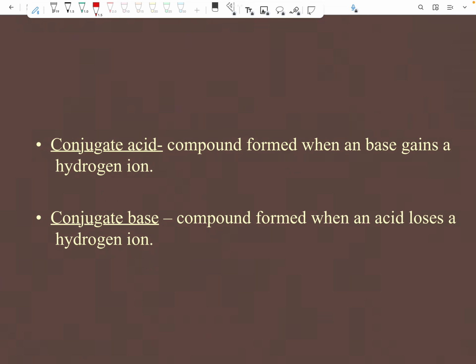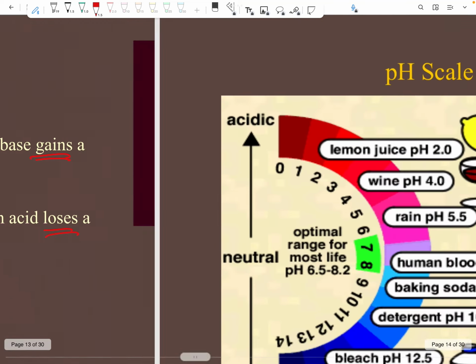All right, another term you're going to need to know. A conjugate acid is a compound formed when a base gains a hydrogen ion. Okay, it's not the acid, it's called a conjugate. A conjugate base is a compound formed when an acid loses a hydrogen ion. Okay, so that may be a little tricky for you. Conjugate acid means a compound that is formed when a base gains a hydrogen ion, and a conjugate base is a compound formed when an acid loses a hydrogen ion. Okay, and in fact becomes a base.